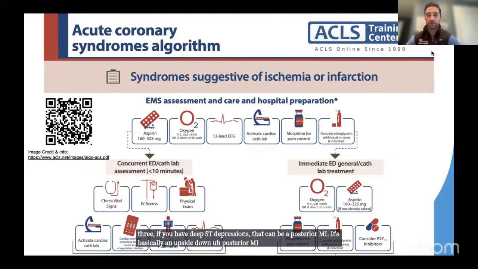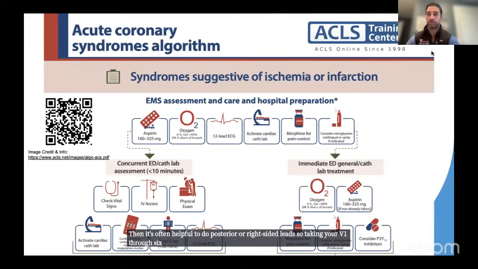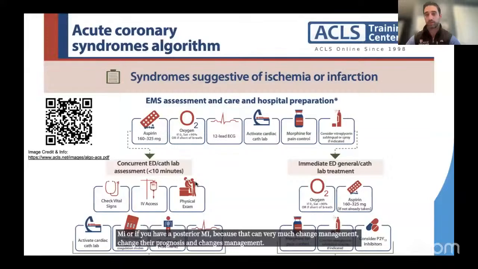And so if you have an inferior STEMI, then it's often helpful to do posterior or right-sided leads. So taking your V1 through V6 and then extending it out to V7 through V9, or switching the V4, V5, V6 over to the right side of the chest and seeing if you have an RV MI or a posterior MI, because that can very much change their prognosis and change management. Great, thank you.